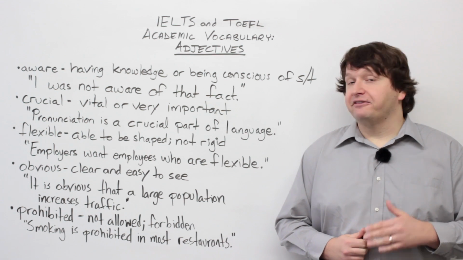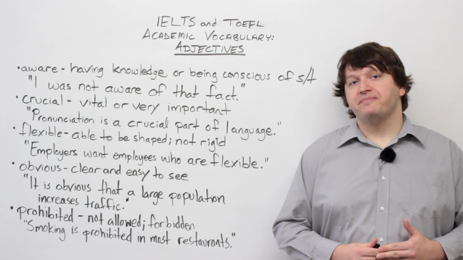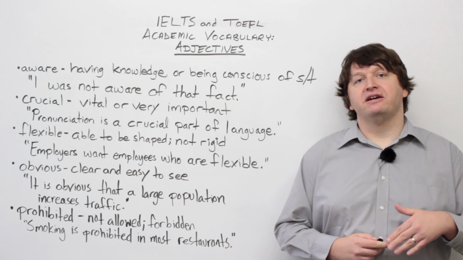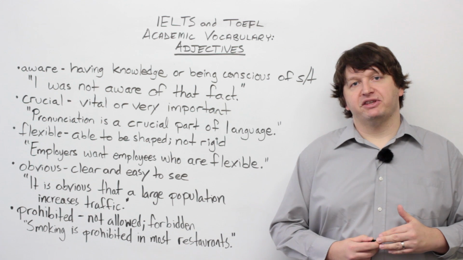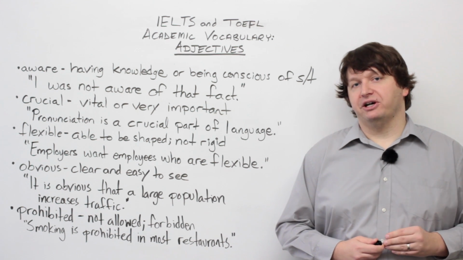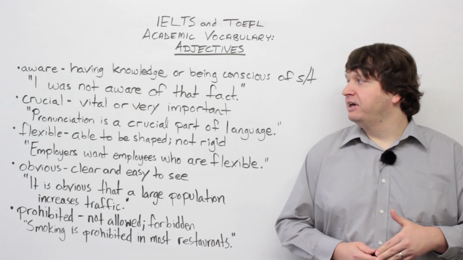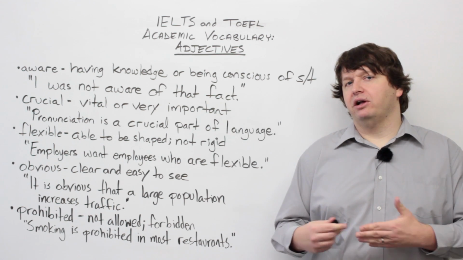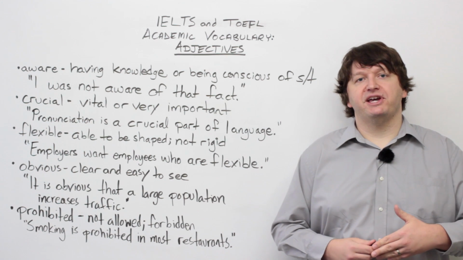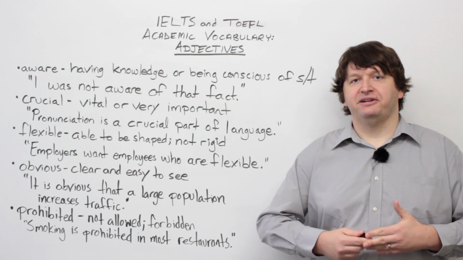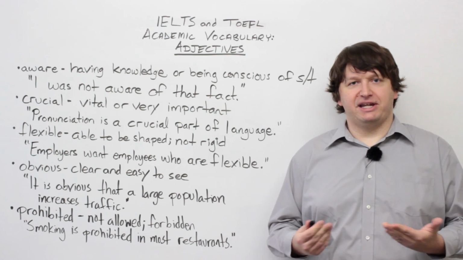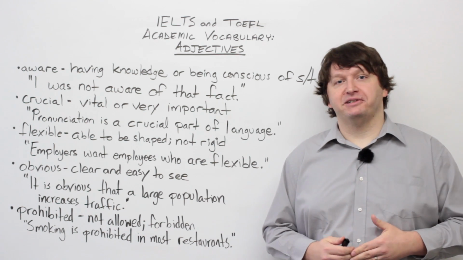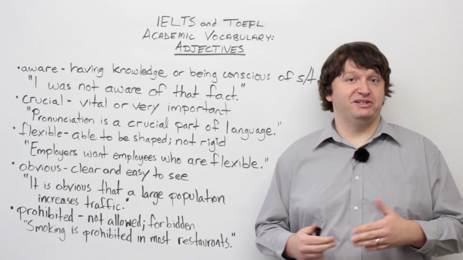So the first word we have is aware. Now again, aware is an adjective which means that you are conscious of something or that you have knowledge of something. So for example, I was not aware of that fact. I didn't have knowledge of that before. So for example, I was not aware that the red panda was an actual animal. If you don't know that, look up red panda on Google image search and you'll see a red panda.